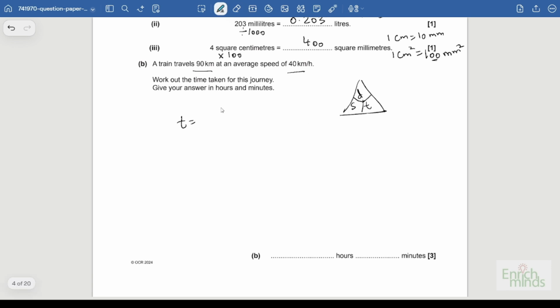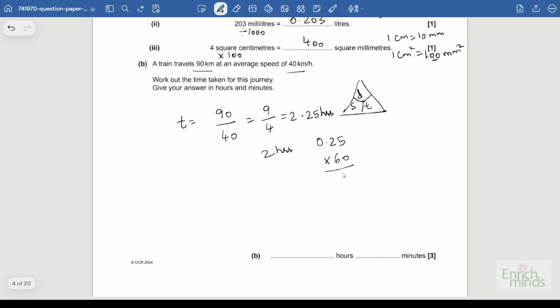So time is distance, which is 90, divided by the speed, 40. So 90 over 40 is 9/4, which is 4 goes in 9 2 times. Then we have 2.25 hours. Now this is the time in hours. It wants it in hours and minutes. So we already have 2 hours, but how many minutes? 0.25 hours. If you have to convert it into minutes, you need to times it by 60.